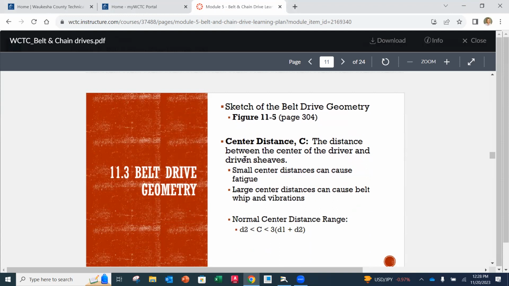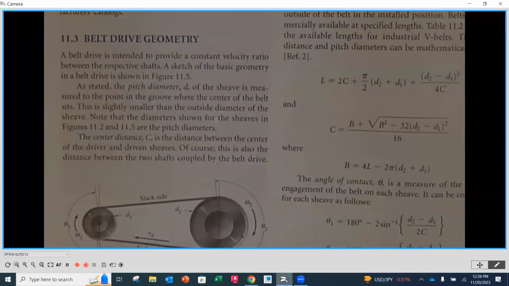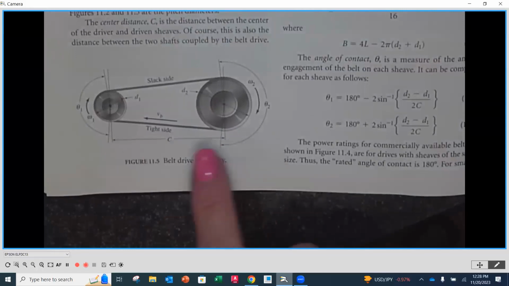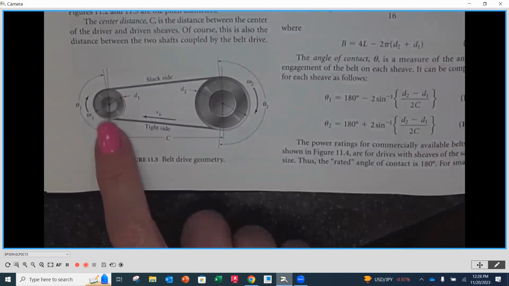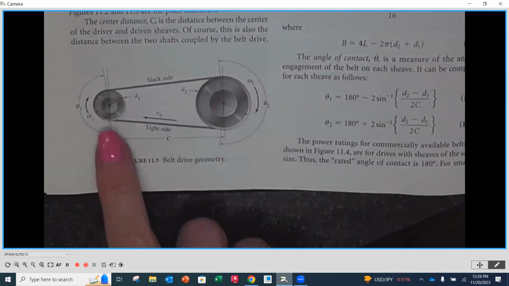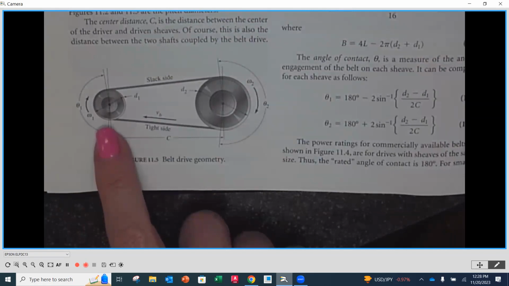So as we look at the actual belt drive geometry itself, at the bottom of page 304, we're going to be looking at figure 11.5. So let's take a peek over there. And we're going to look right down at this illustration here. So this is going to be a very typical, like entry level, if you would, belt drive, where we've got a smaller sheave, a larger sheave. So the smaller one most often is going to be our faster moving sheave. Doesn't have to be, but probably 98% of the time it's going to be.